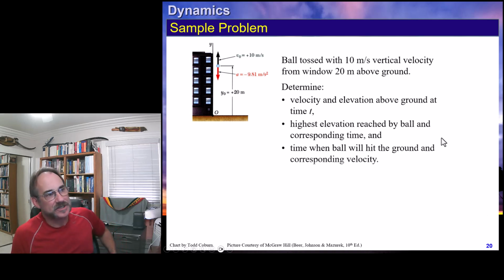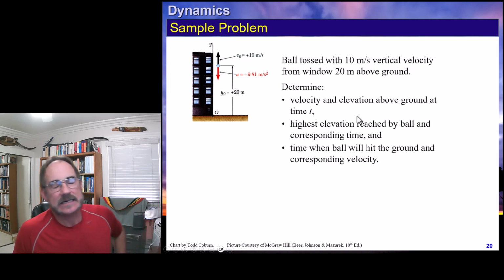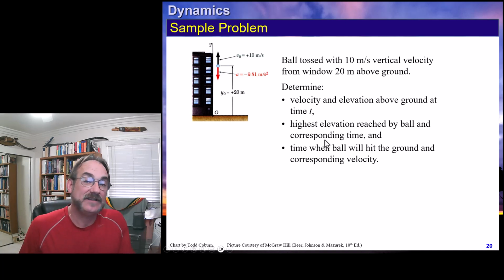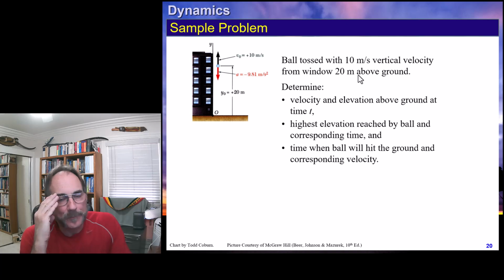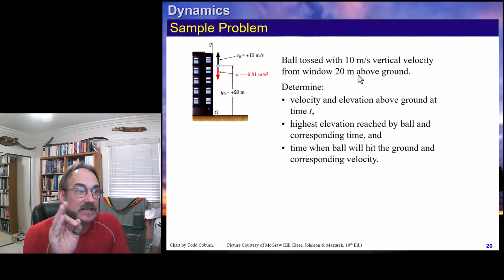Let's look at our first example. This is a very common example. You can see this a lot of different ways in a lot of different dynamics courses. We have a ball tossed out a window. It's tossed with a vertical velocity. The picture is an important key to how these things work.